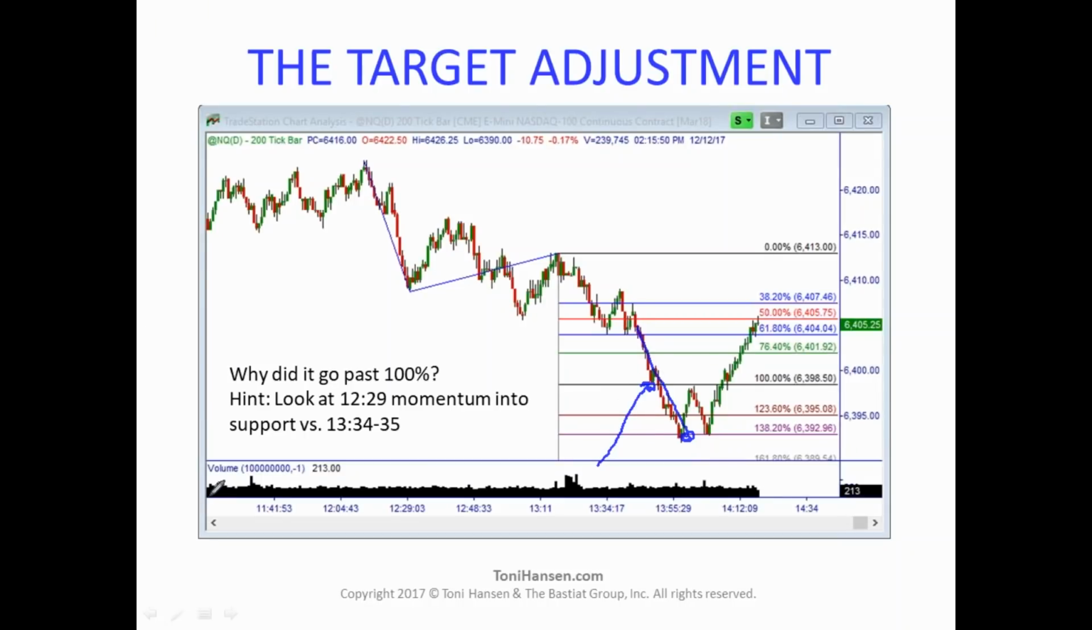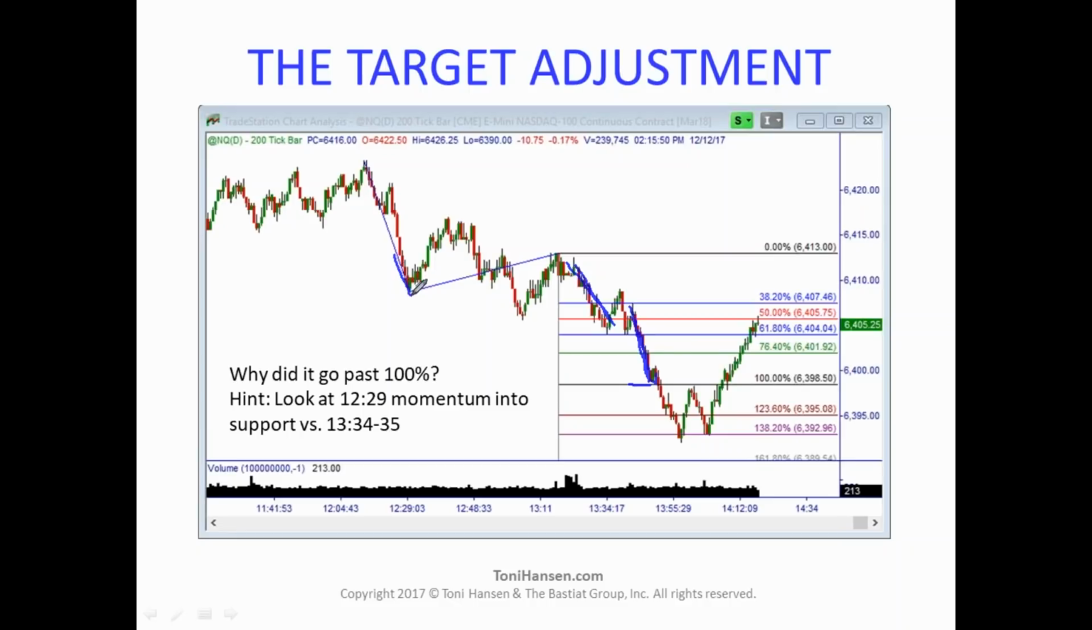Now, I got more than the 100% on this one, and the reason was because when it came into this 100% level, notice again, momentum is kind of increasing here. So when we look at this move right here, and then this move right here, the momentum is a lot stronger. So that tells me my odds of getting more on the trade have now increased.